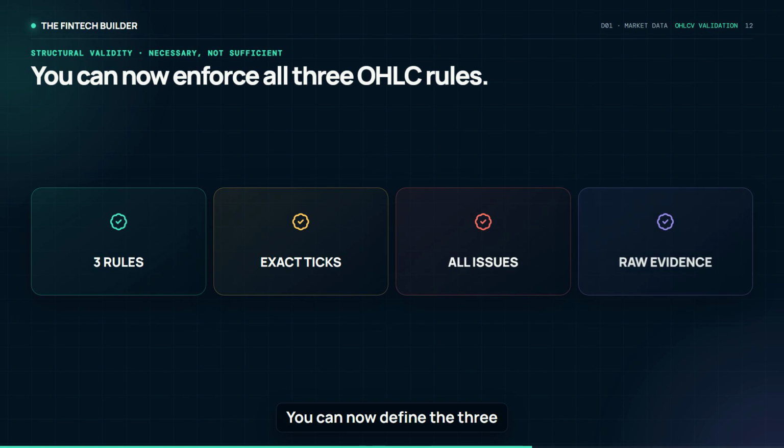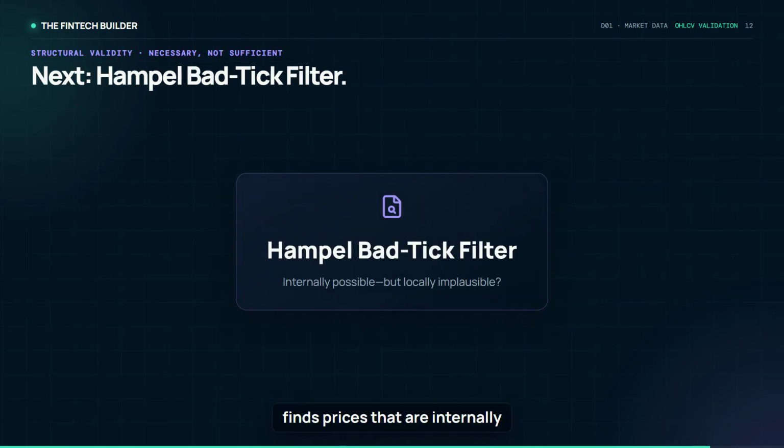You can now define the 3 OHLC rules, handle exact tick boundaries, report every field and geometry issue, and keep detection separate from repair. Next, Hample bad tick filter finds prices that are internally possible but locally implausible.